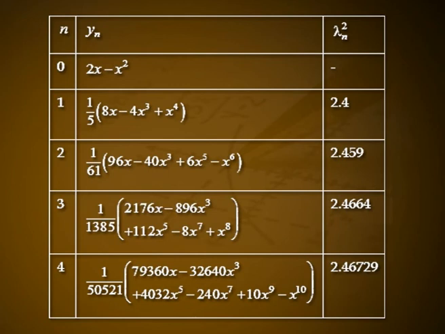79360x - 32640x³ + 4032x⁵ - 240x⁷ + 10x⁹ - x¹⁰), and the corresponding values of λ_n² are: for 0, nil; for 1, 2.4; then 2.459, 2.4664 and 2.46729.